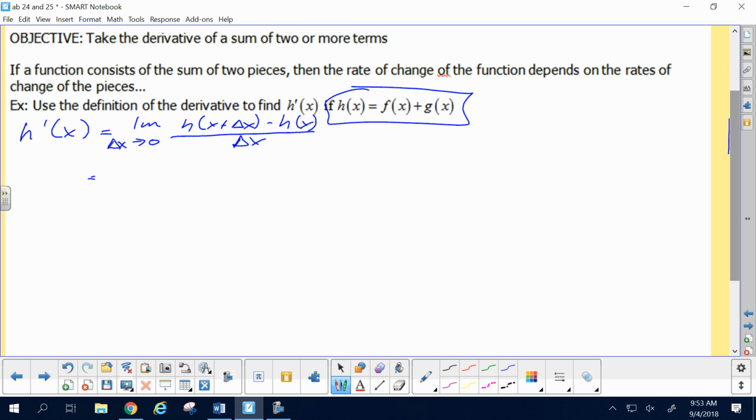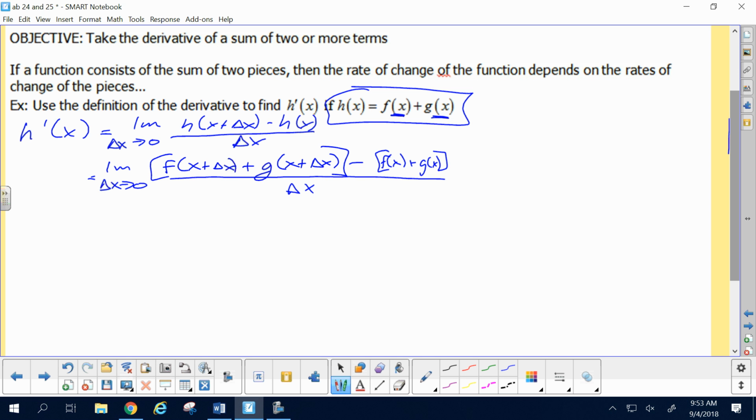Okay. Now, they say that h is a combination of f and g. So if I put x plus delta x into h, then I really have to put x plus delta x into both f and g. So this would then be the limit as delta x goes to 0 of f of x plus delta x plus g of x plus delta x, and that whole thing is the same as h of x plus delta x. Now I need to put h in parentheses or brackets, and that is just normal old f and normal old g.